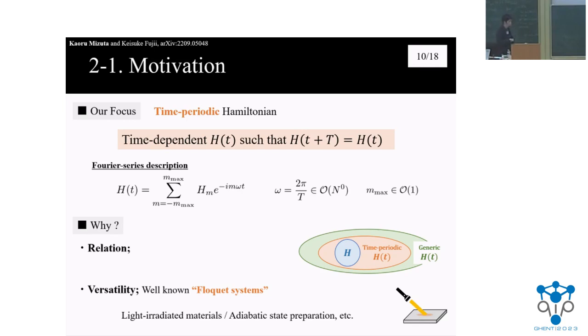Thanks for the nice talk. My question is, what is your order of the capital T? Is it a constant? And does the algorithm work for a larger capital T, say, polynomial or exponential in system size? Does it still work? Actually, for the capital T here, we assume that the frequency is size independent. So capital T can be infinitely large.